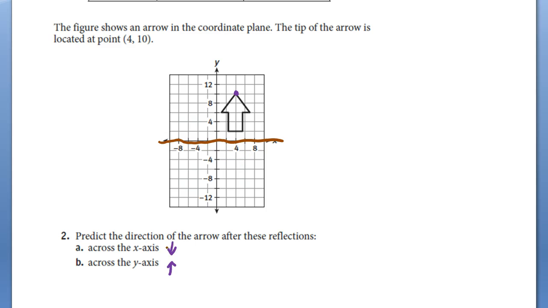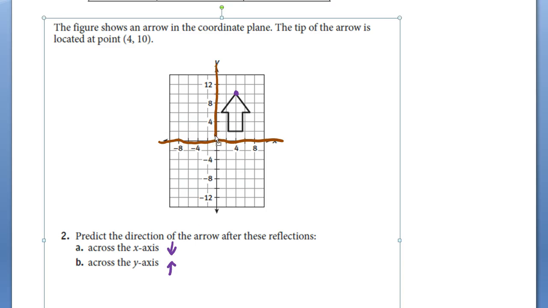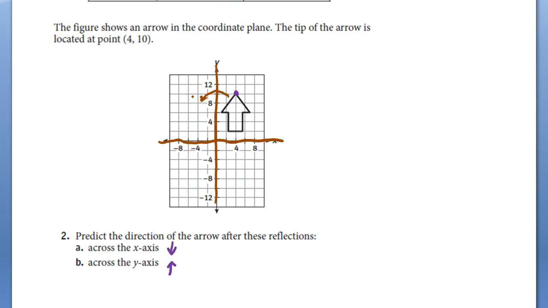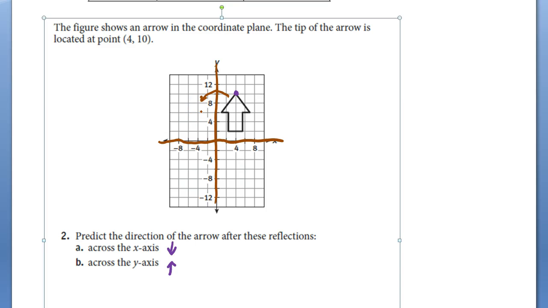Well, I think it would be pointed down. Question B, if we reflect that across the y-axis, I think that arrow would point upwards. Here's the y-axis, and if we take that and we flip it to the other side and draw it, it's still going to point upwards.